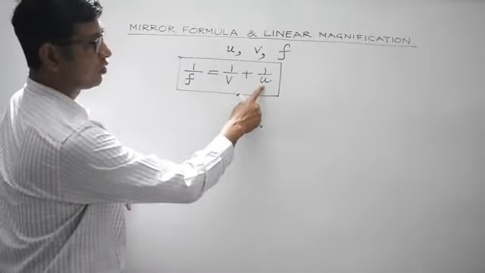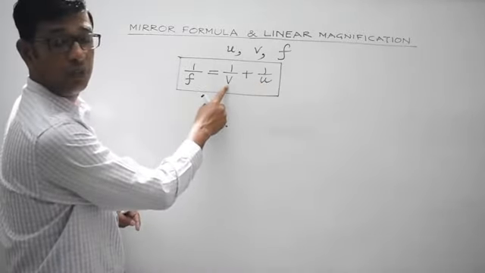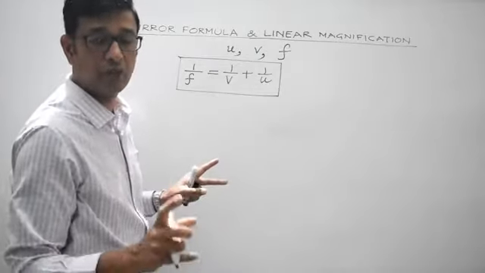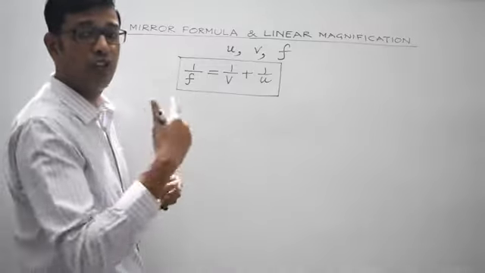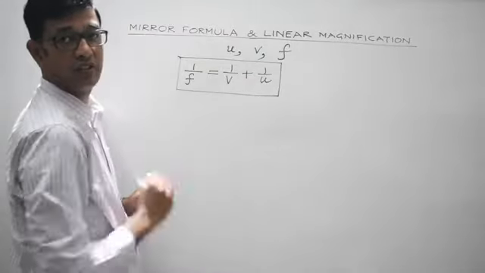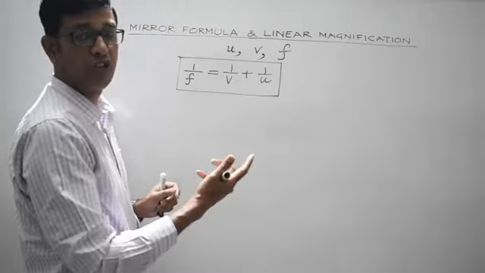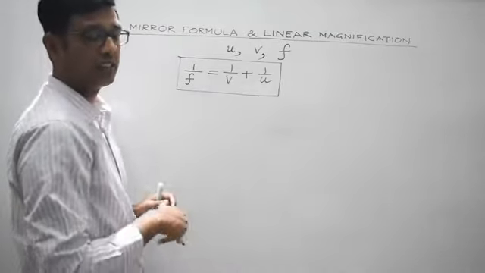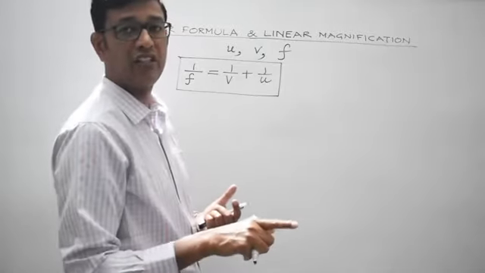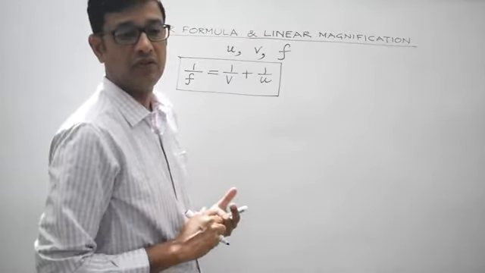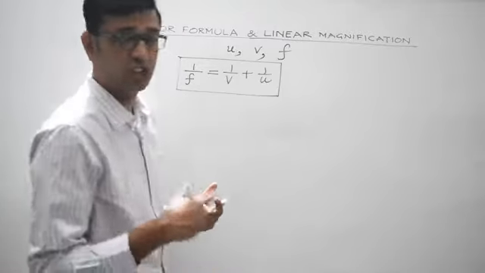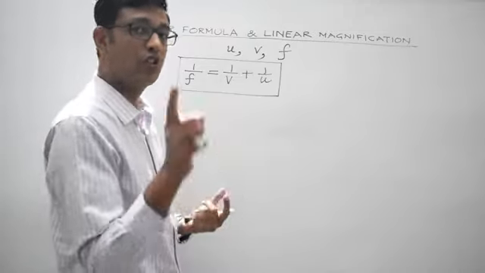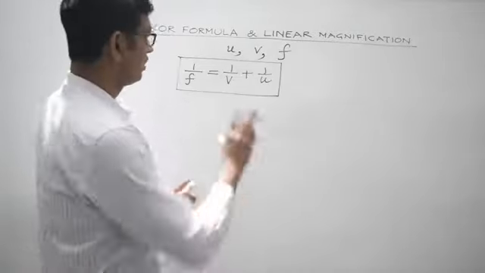u is the object distance from the pole of the mirror, v is the image distance from the pole of the mirror, and f is the focal length, again from the pole of the mirror. All the distances are to be measured from the pole of the mirror. While solving numericals, you have to make use of the sign convention. That is, distances measured from the pole of the mirror along the direction of the incident ray are to be taken as positive, while distances measured against the direction of the incident ray are to be taken as negative. We have also discussed that the focal length of a converging concave mirror is always negative, while the focal length of a diverging or convex mirror is always positive. So this is the mirror formula.